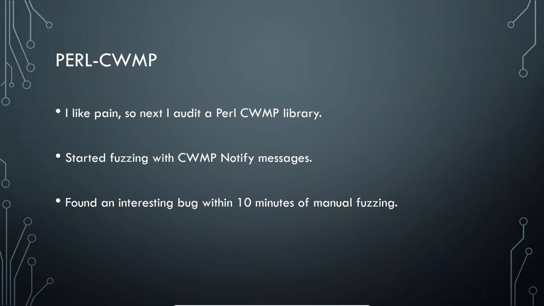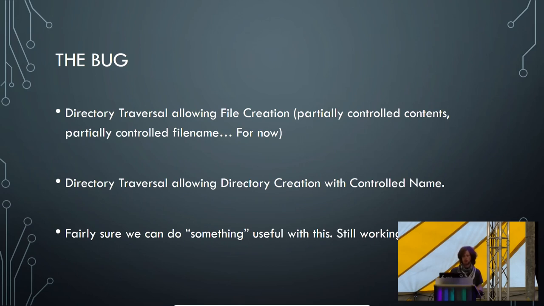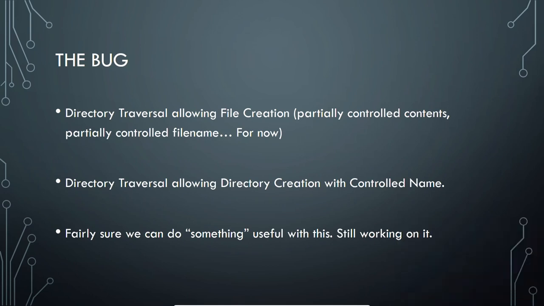And the final one I've looked at is called Perl CWMP. It's written in Perl. So I started fuzzing it manually with the notify messages. And I came across this interesting bug within about 10 minutes of just crafting messages and sending them. So it was directory traversal allowing arbitrary file creation with partially controlled contents and partially controlled file name. And it would also create a directory with a controlled name. So I can put stuff with content on disk, but I don't fully control the content or the names. So, you know, it was interesting. There are some ways in which this can be exploited, but it's unreliable.